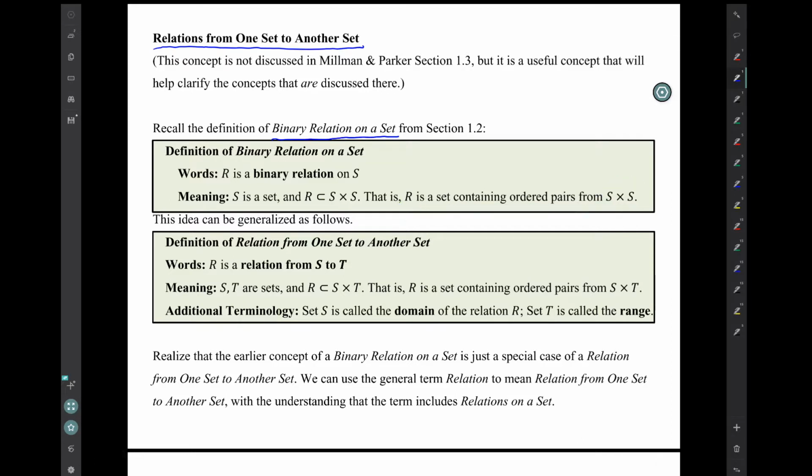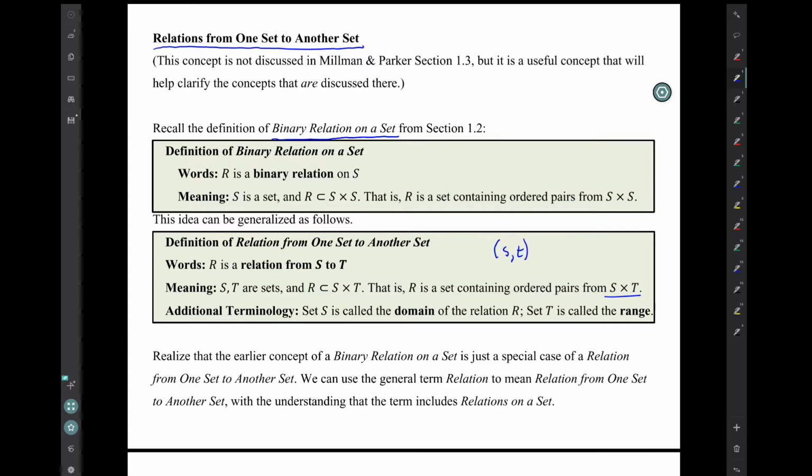This idea can be generalized to the idea of the relation from one set to another set. So these words, R is a relation from S to T, are used when S and T are both sets, and R is a subset of this Cartesian product, S cross T. That is, R is a set containing ordered pairs from S cross T. So ordered pairs of the form little s, comma, little t.